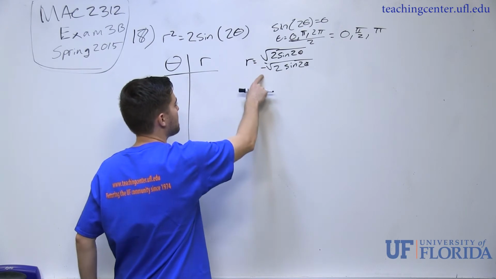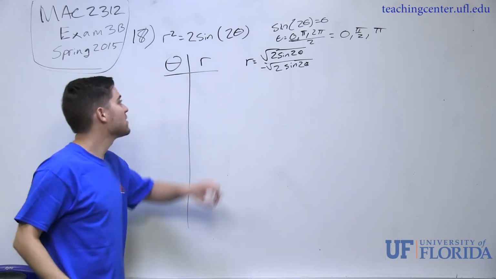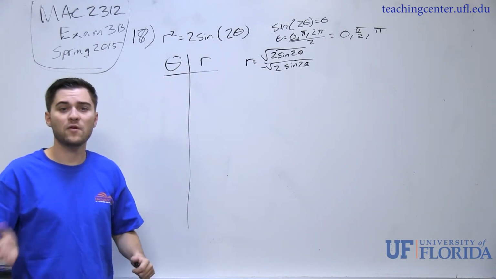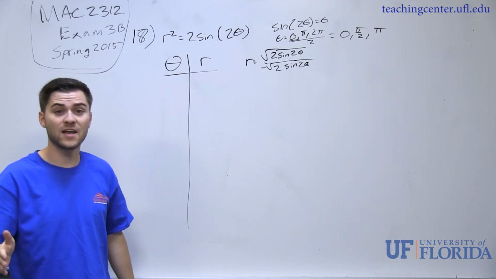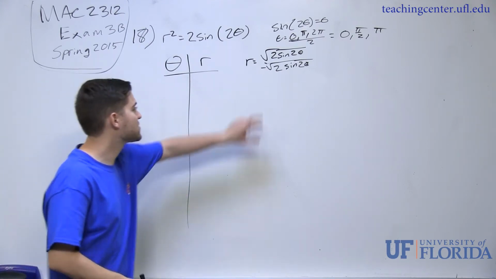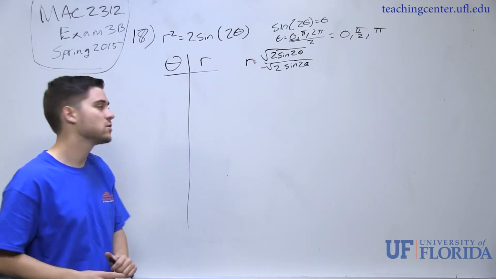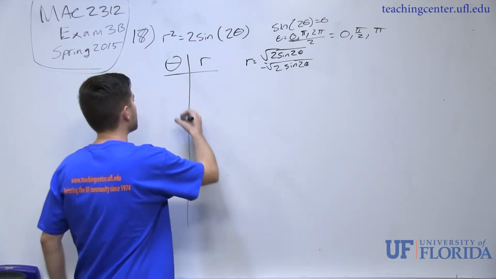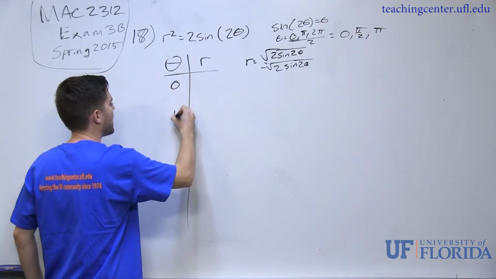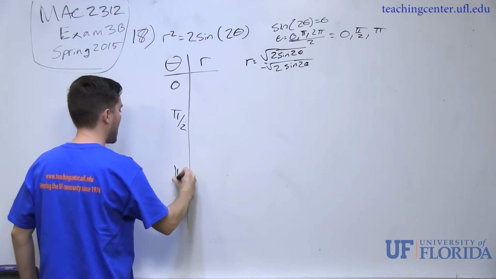And this comes from the fact that if I square either one of these, I get right back to the same result. So remember, if I take the square root of something, I have both a positive and a negative root associated with it, and these are those two roots in this case. So I have my zeros: 0, pi over 2, and pi.